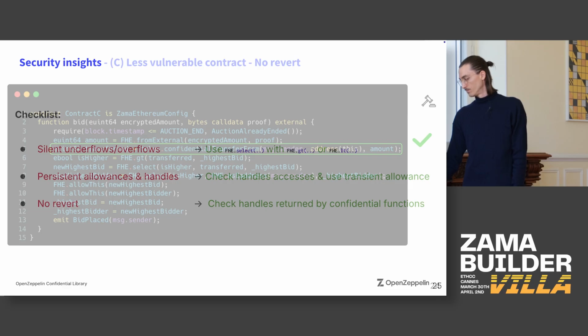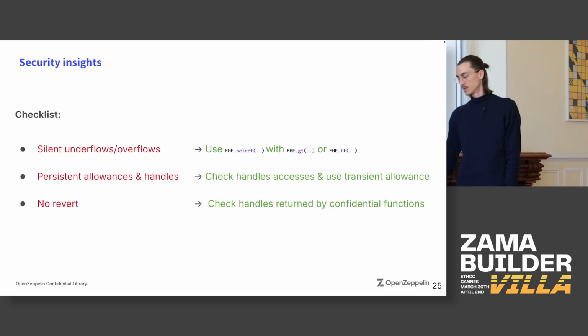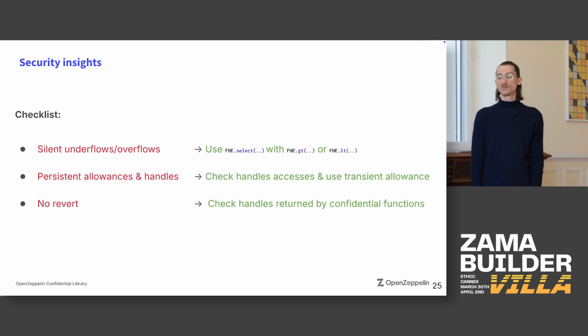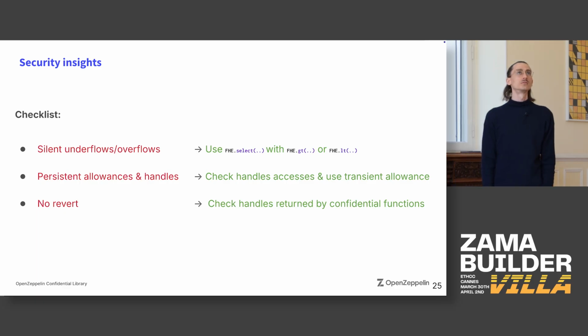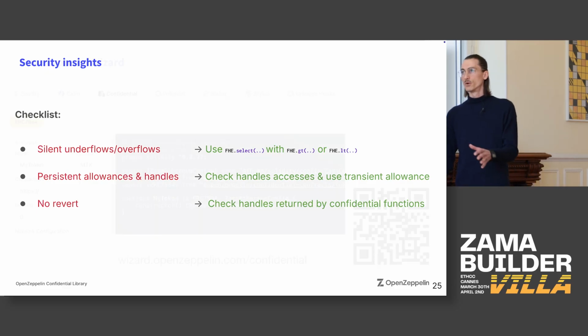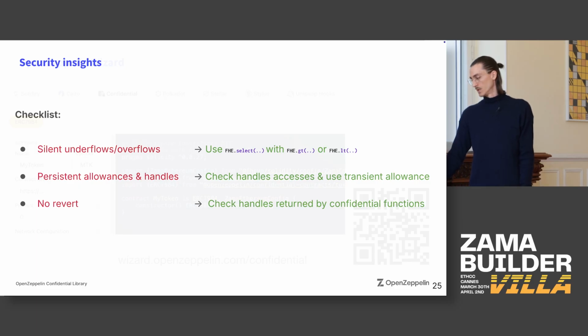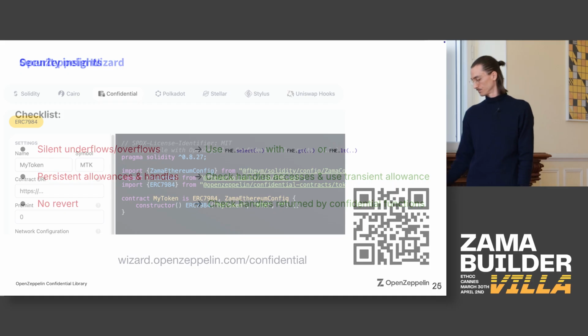Okay, so just a short checklist. Beware of silent underflows. Try not to use persistent allowances; use a transient one. And also, there is no revert for encrypted amounts, so you should always check what is returned by a confidential function.